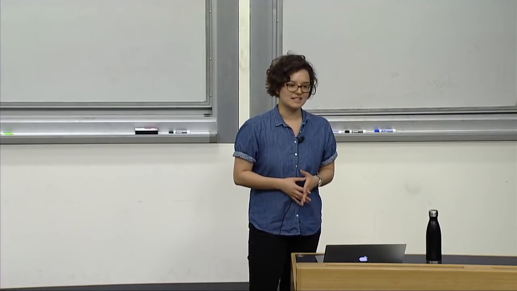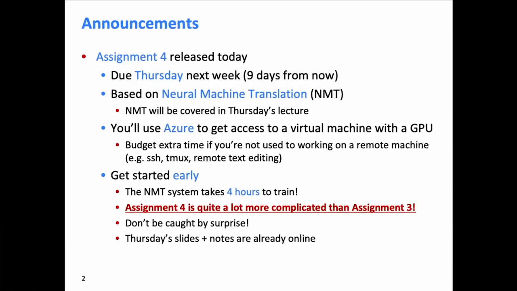The first announcement is that assignment 4 is released today. It's due Thursday of next week, not Tuesday. So that means you have 2 days more to do it than you did for all the other homeworks. And the reason for that is assignment 4 is probably more work than the other homework so far, so don't be surprised by that. Assignment 4 is all about neural machine translation. And we're going to learn about NMT on Thursday's lecture this week.